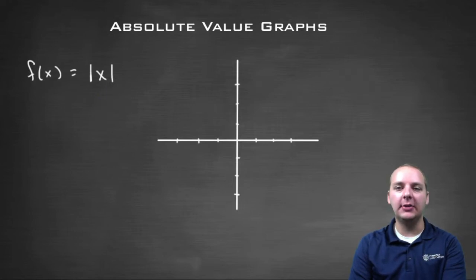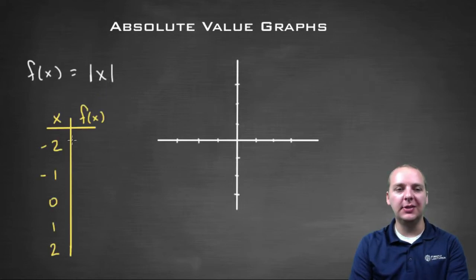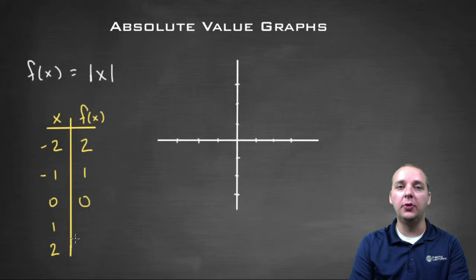All right, so to get this guy's graph, what we're going to do is just do a simple xy table. We're going to pick a few x's, find the y's that go with them, and plot the points. That'll show us what the graph looks like. Okay, so if these are the x's, let's plug these x's into the absolute value function. The absolute value of -2 is, of course, +2. Absolute value of -1 is +1. Absolute value of 0 is 0. And the absolute value of 1 and 2 would be 1 and 2, of course.